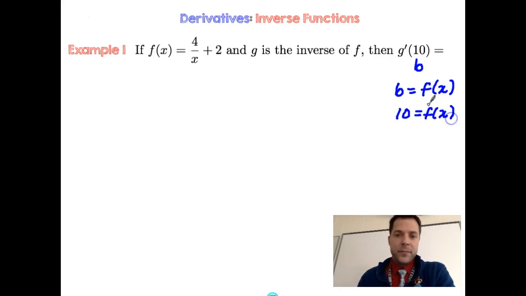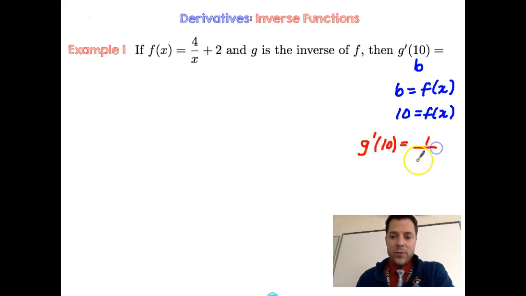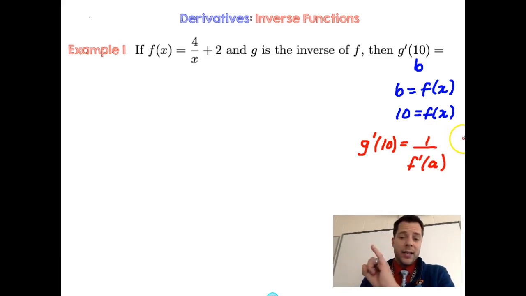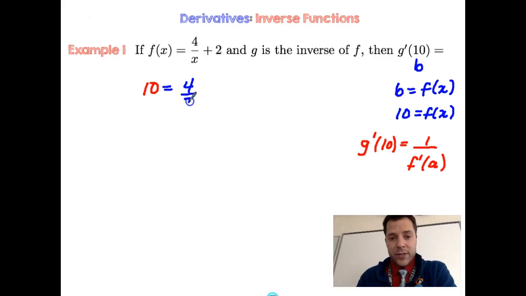Okay? So that's important. We also know that we're finding g prime of 10. So if we look at g prime of 10 and ask what's the derivative at that point, it's got to be 1 over f prime of a. So the two things that we do not know are the value of a, and f prime. Those are both things we have to find. So let's start by finding a. We know that f of x equals 10. So 10 equals 4 over x plus 2, and we're going to solve this for x.